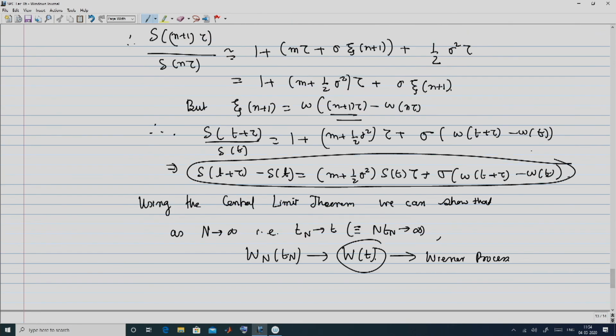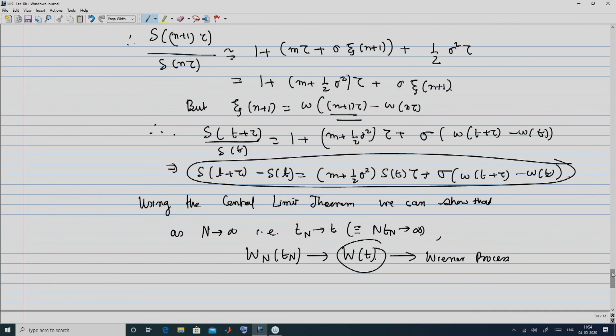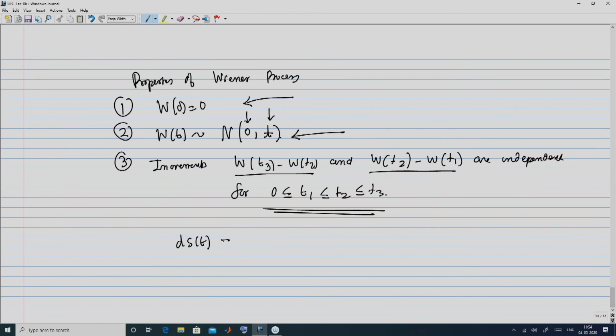So, what I am going to do is rewrite this. I take the small interval and this can be rewritten as dS(t). Remember that this is the change in the interval. So, instead of S(t plus tau) minus S(t), as n tends to infinity, your tau is obviously going to be 0. So, this becomes dS(t), and accordingly dS(t) is equal to m plus half sigma square S(t), and tau is dt. So, I will now replace tau by some small interval dt.